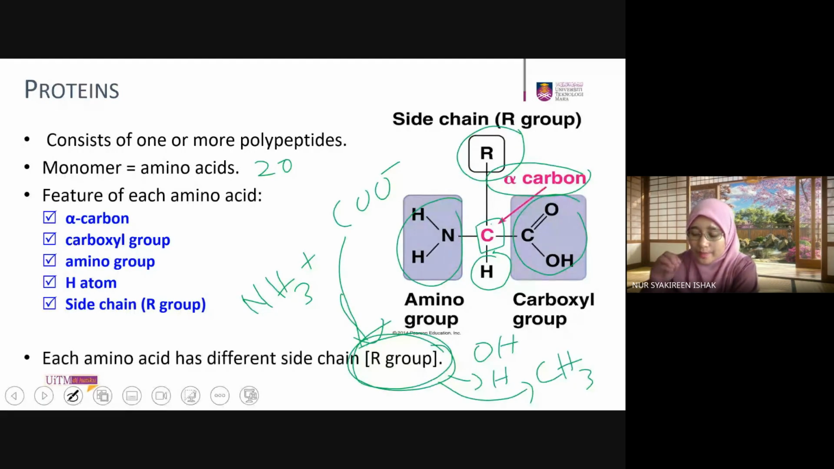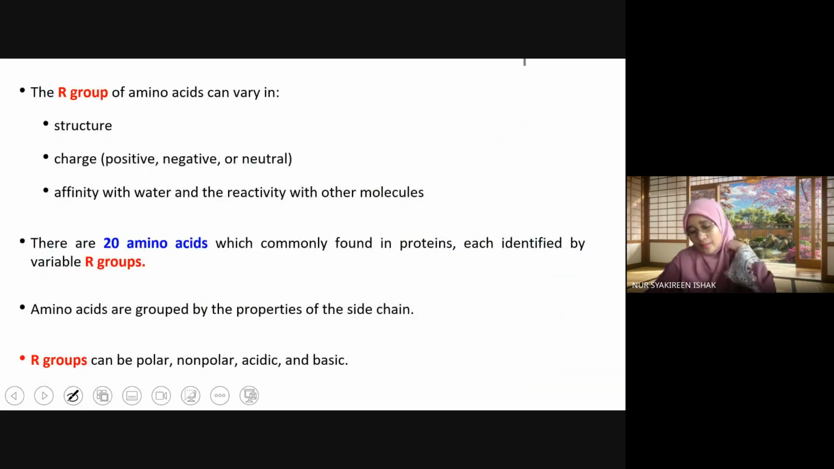Okay, so based on the side chain of that amino acid, it determines the property of the amino acid, and indirectly also determines the property of that protein. So the R group of an amino acid can vary in structure and in charge. So the side chain can have positive charge, negative charge, or neutral. If the side chain has, for example, an amino group, it will be positively charged. If the side chain has a carboxyl group, it will be negatively charged.